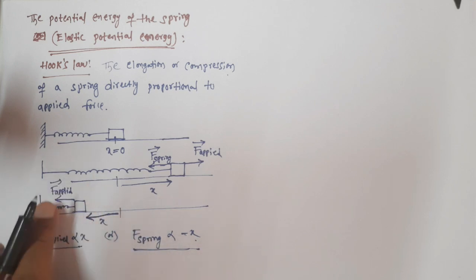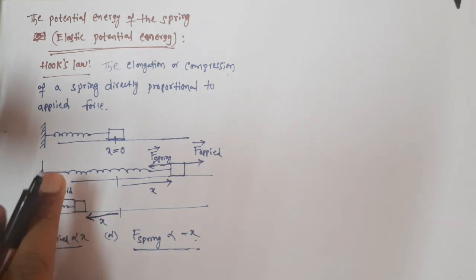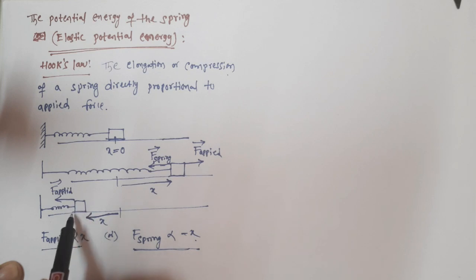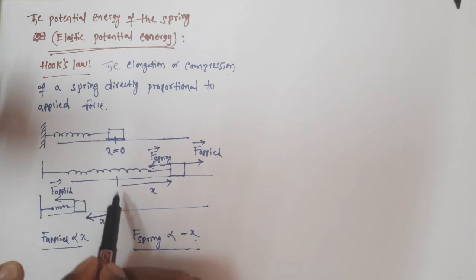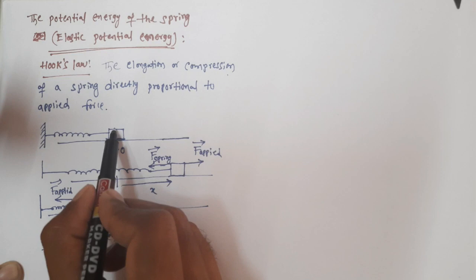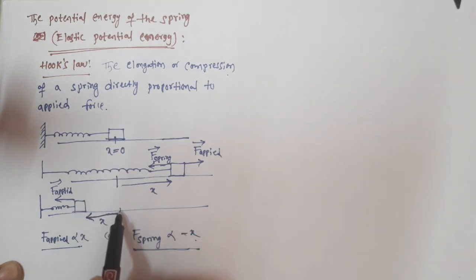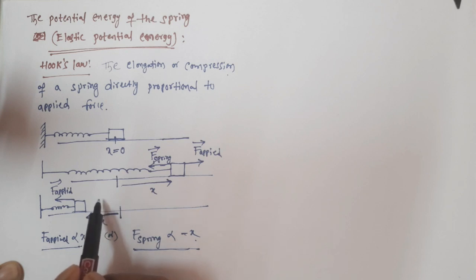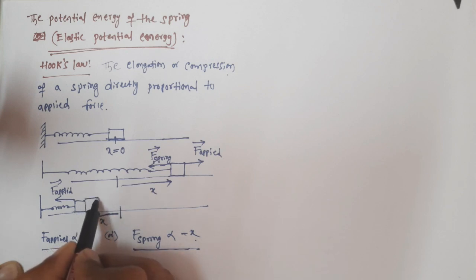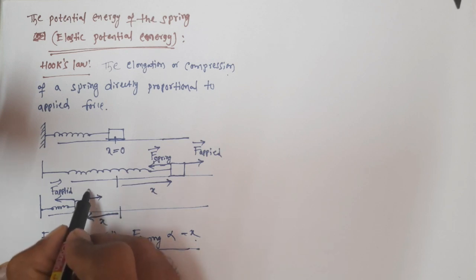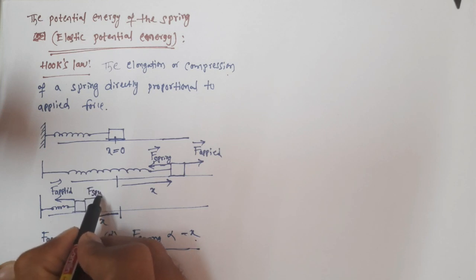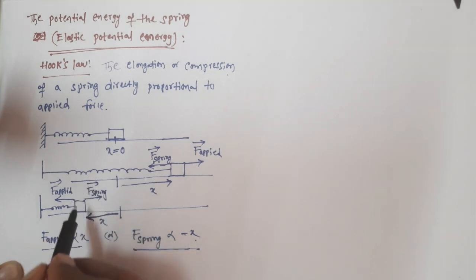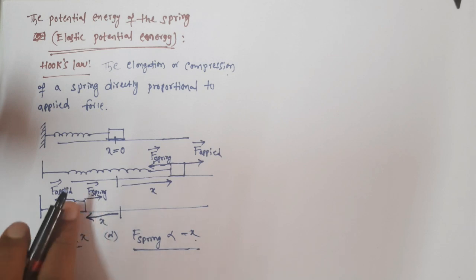But if we remove this applied force, what happens, guys? Does the block stay here? No, it moves toward the mean position, right? That means this initial position is called the mean position or equilibrium position. If you remove this force, again the block accelerates this way. That means there is another force acting on the body, which is called spring force, or also called restoring force. Because of this restoring force, the block moves this way.